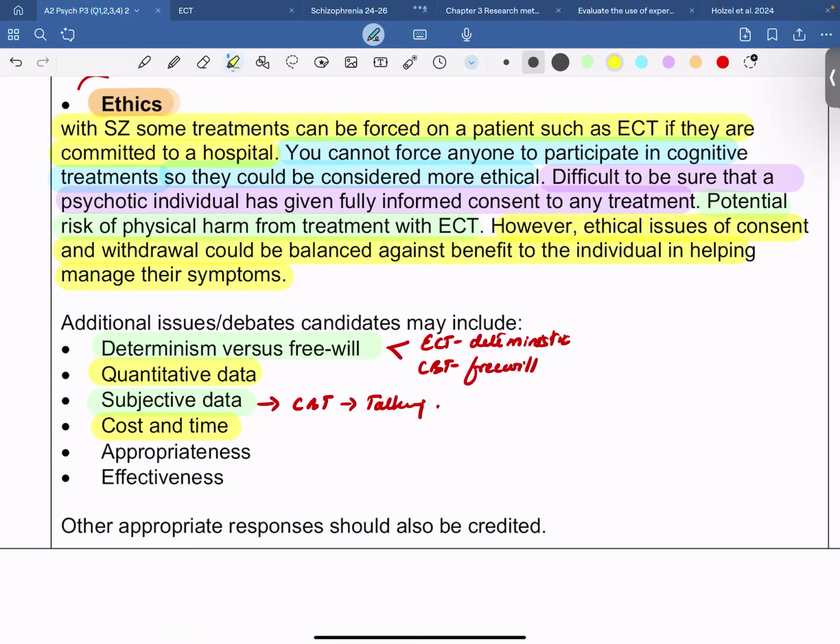If we speak about appropriateness, let me highlight this here. You could say ECT is appropriate for severe schizophrenia. We've discussed this more in the last lesson, where we were discussing the question where we were to describe the usage of CBT and ECT as a treatment for schizophrenia. So ECT is more appropriate when it comes to severe schizophrenia. I might as well write this down just in case anyone wants to. So, appropriateness.